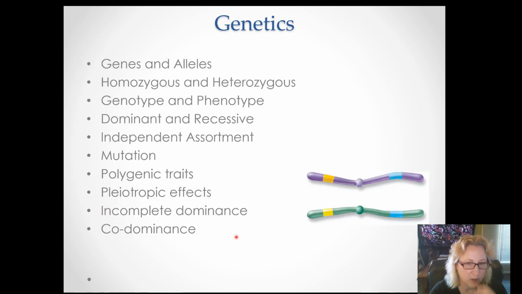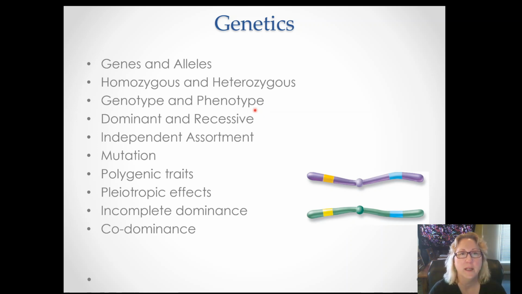So here are some of the terms that we've talked about so far. Make sure that you can differentiate between these terms: genes versus alleles. Alleles are different versions of a gene. Homozygous means an individual has two of the same allele for a particular gene. Heterozygous means they have two different alleles. Genotype is which alleles you have. Phenotype is the expression of those alleles.